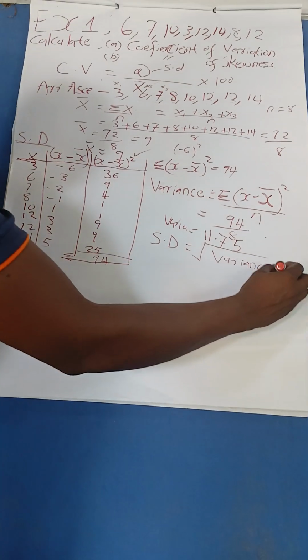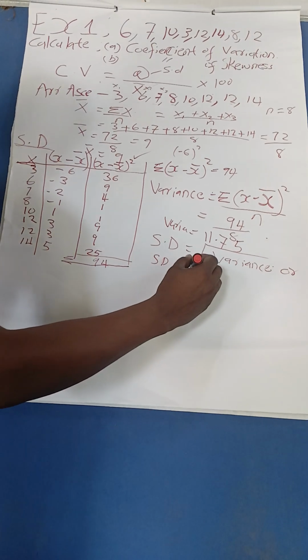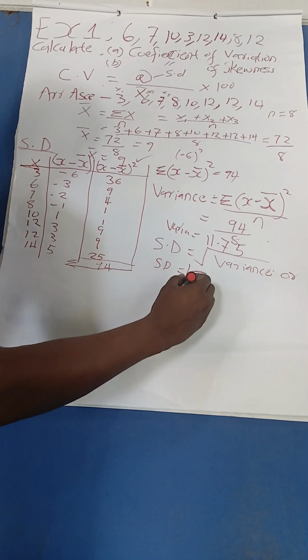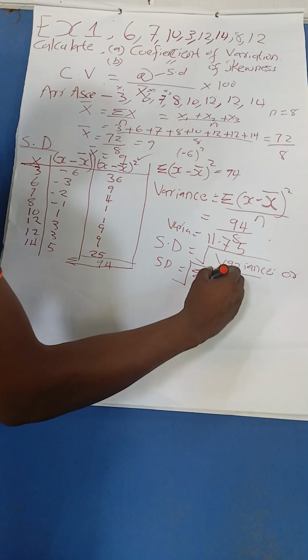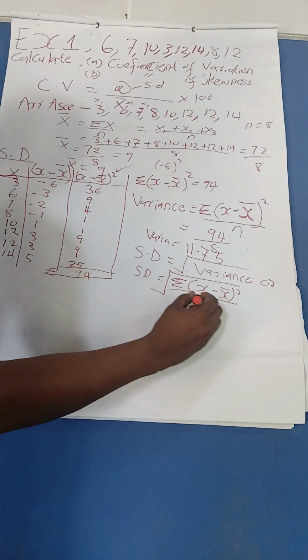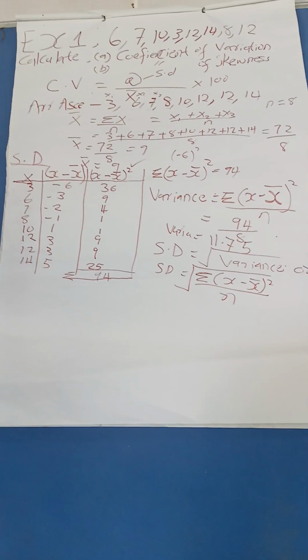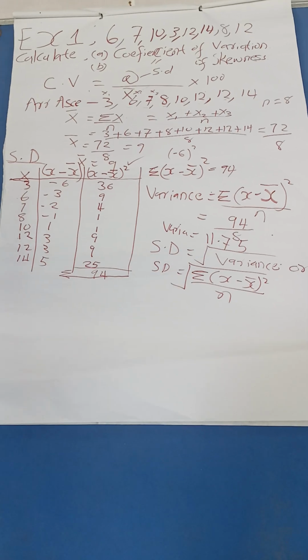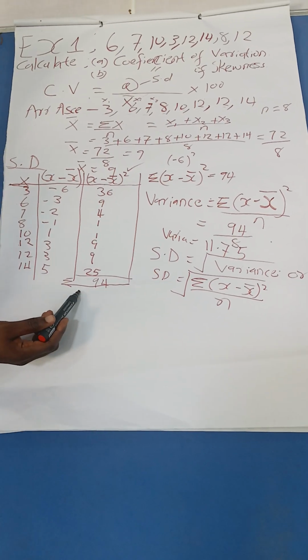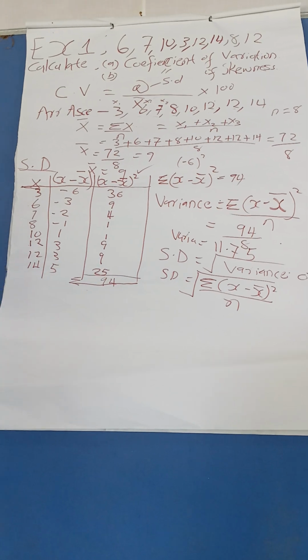Or you can say the standard deviation is equal to the square root of the total summation of (x minus mean) squared, divided by n. You can skip calculating the variance first, or you can start by calculating the variance and then come to the standard deviation. But if you have the total summation and your n, you can get the standard deviation directly.